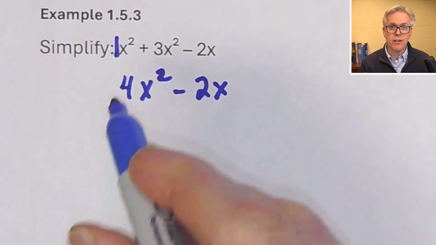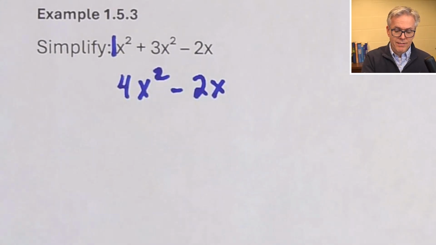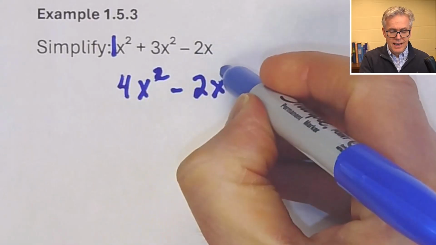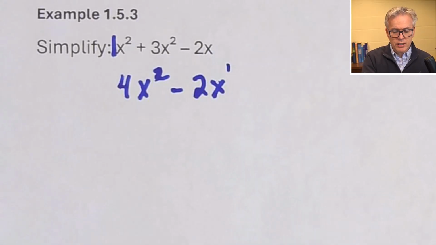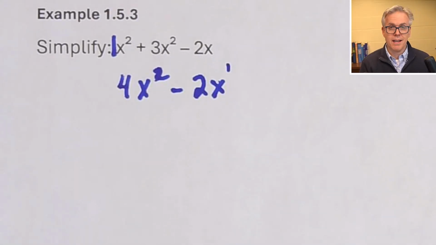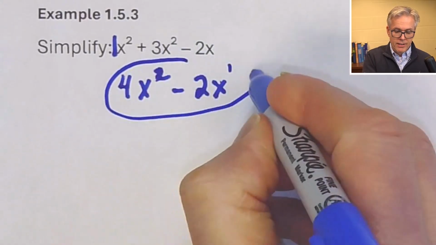Can I combine those? No. We have to have the same variables, the same exponents. And I have different exponents here. There's an understood exponent of a 1 here. I don't typically write it in. So that would be the final answer.